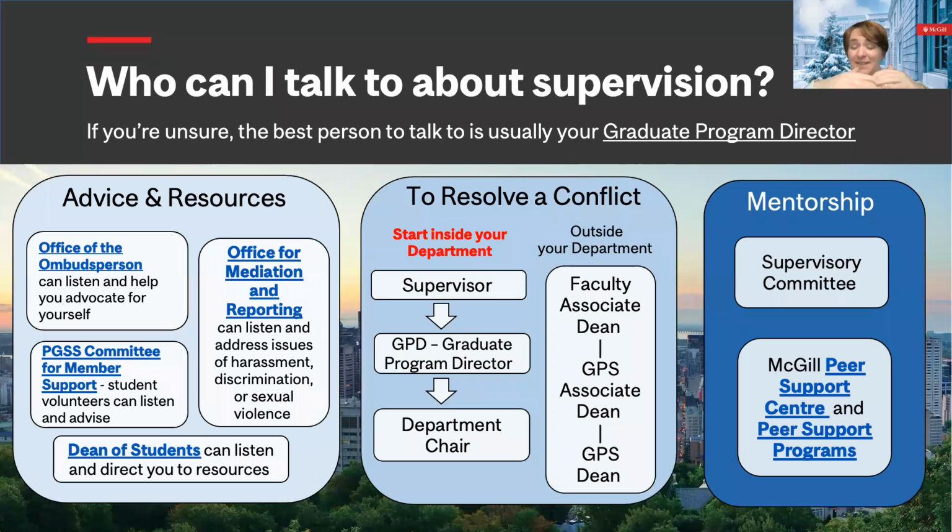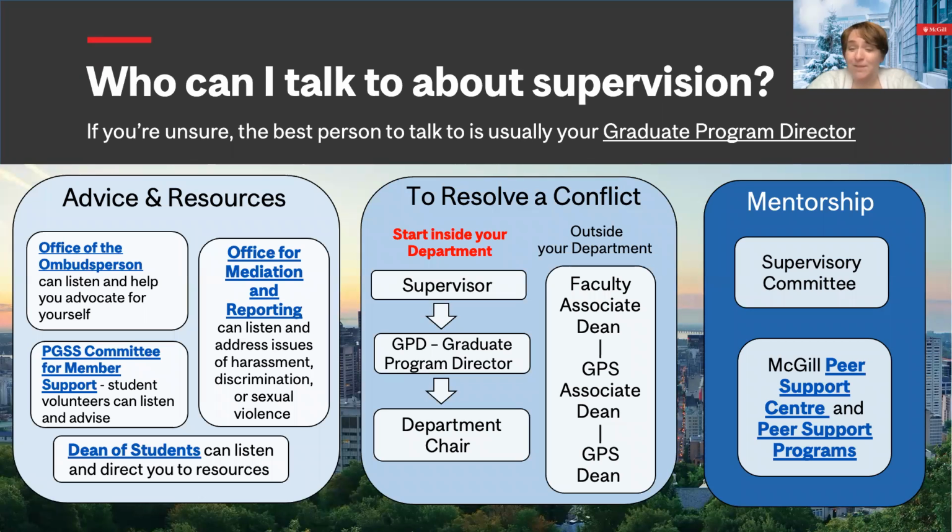I'll say that if it doesn't get resolved to that level, so if the GPD isn't able to help, you next go to the chair. I'll also mention that if something happens in your supervisor relationship that is really distressing, I hope it doesn't happen, but if something happens and you're really like, I do not know what to do about this, I can't talk to my supervisor about this, go directly to the chair.